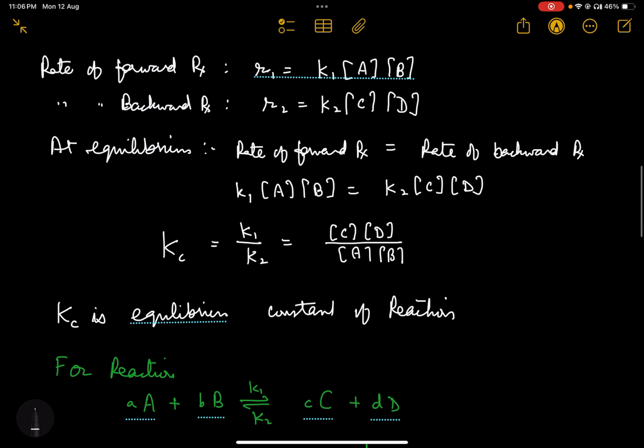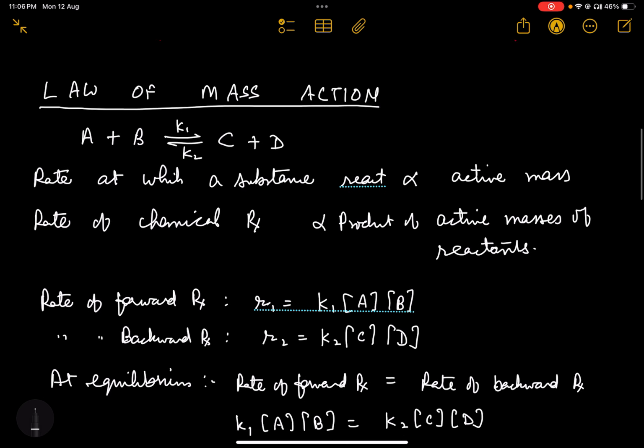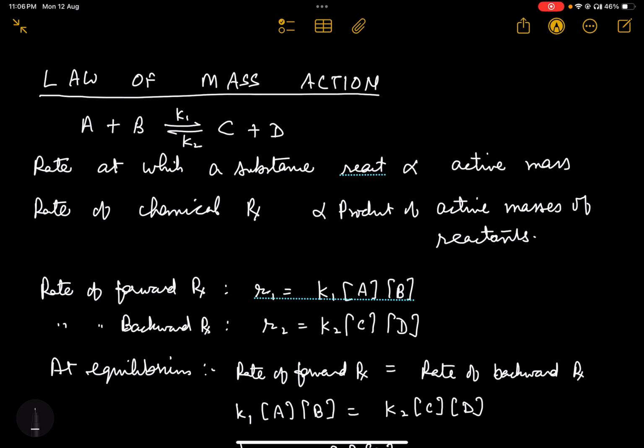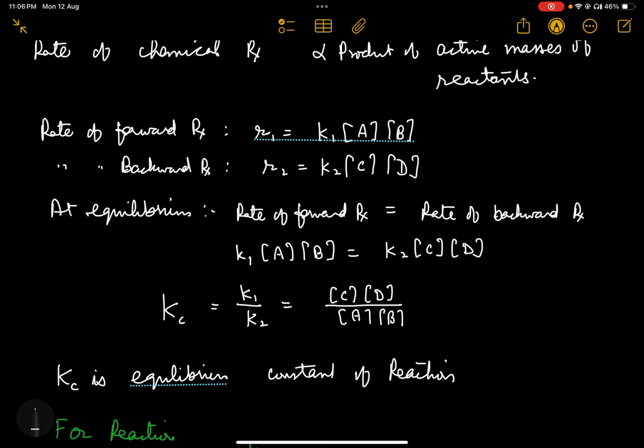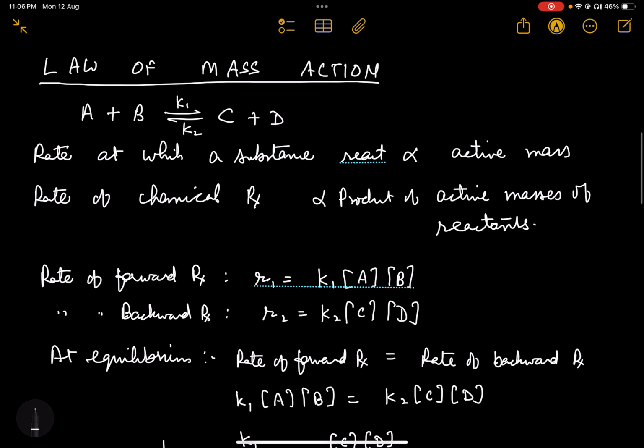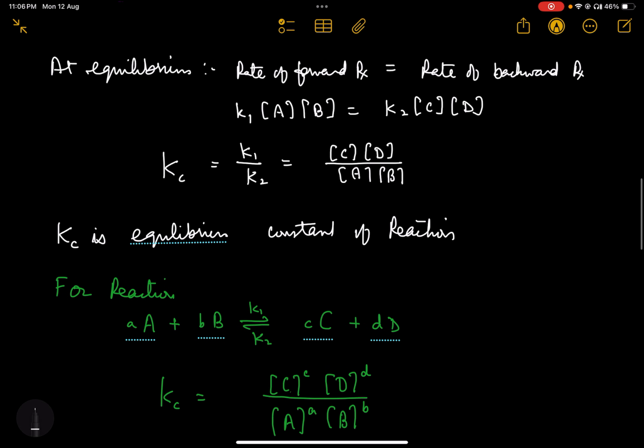Rearranging it, we get K1 upon K2 is equal to concentration of C and D divided by concentration of A and B. This ratio, that is, the ratio of the forward and the backward reaction rate constants, is equal to Kc. Kc is equal to the rate constant of the forward reaction divided by the rate constant of the backward reaction. And Kc is the equilibrium constant of the reaction.